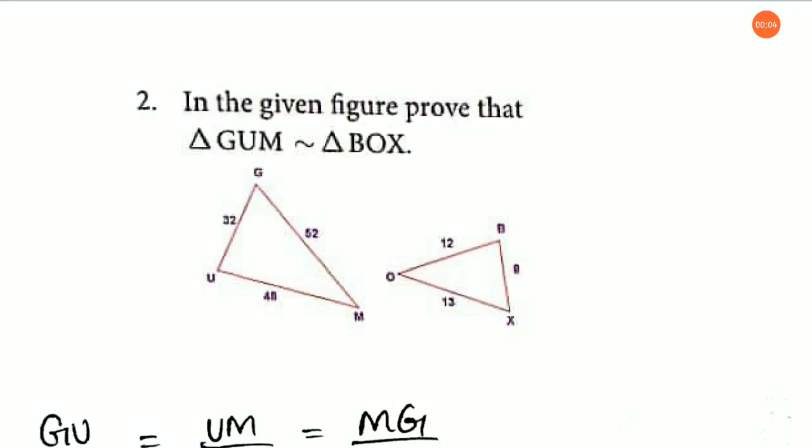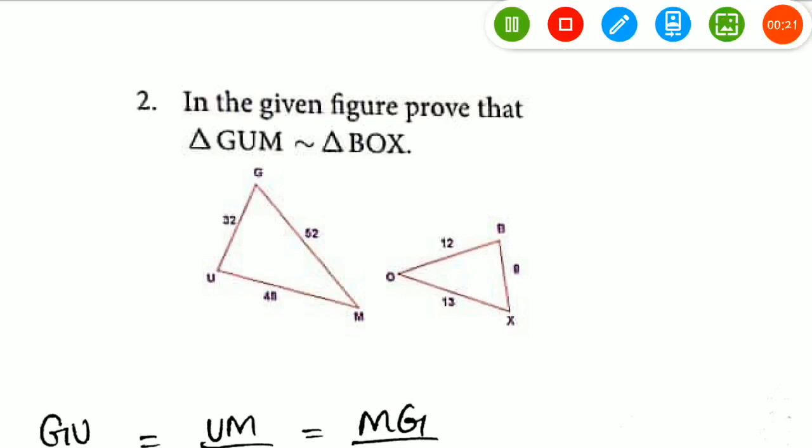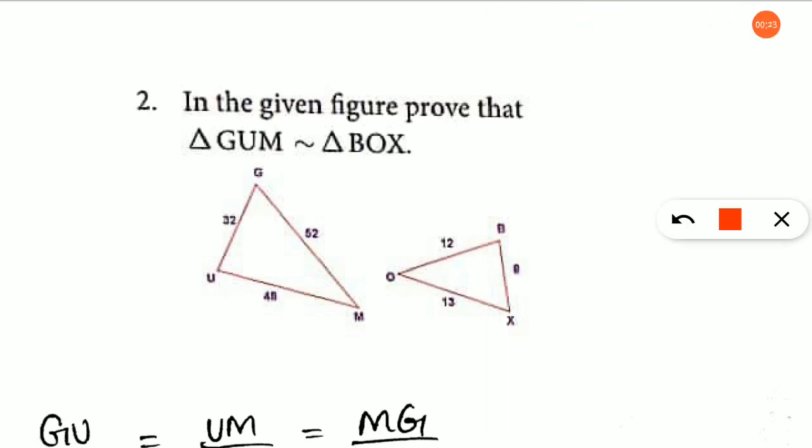In the given figure, prove that triangle GUM is similar to triangle BOX. Two diagrams are given and the values are given on the sides. We have to find the corresponding sides and then check whether both the triangles are similar to each other or not. In order to compare the corresponding sides, you have to check. First, it is given as GUM. It means this triangle should move in the order G, U and M.